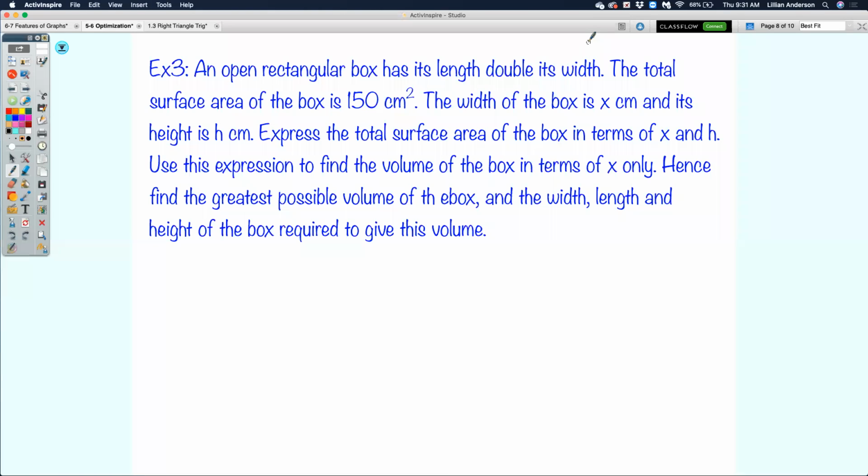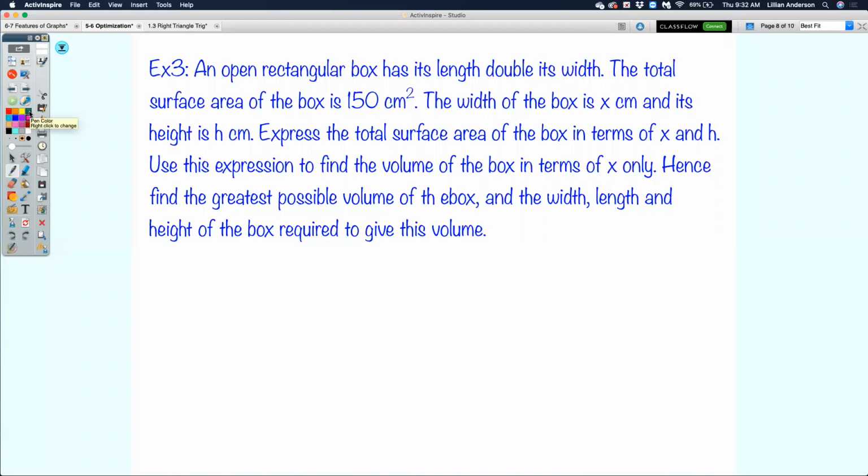The width of the box is X and the height is H. Express the total surface area of the box in terms of X and H. Use this expression to find the volume of the box in terms of X only. Hence, find the greatest possible volume of the box and the width and length and height of the box required to give this volume.